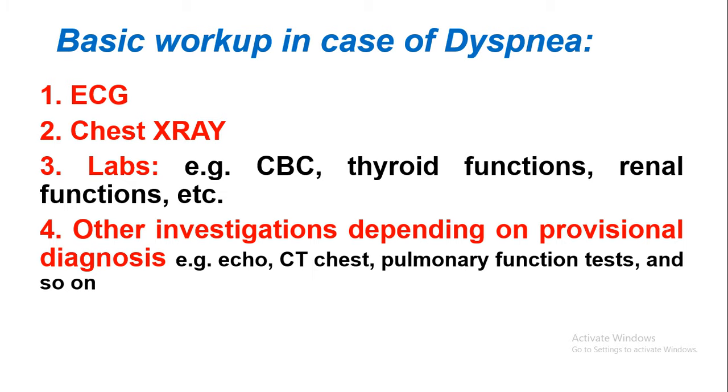There are other investigations which we may do when we reach the provisional diagnosis. For example, if my examination and my history suggest that the patient has a cardiac origin of dyspnea or that the patient has heart failure, I may perform an echocardiography. If I suspect that the patient has pulmonary embolism, I may perform D-dimer and CT pulmonary angiography. If I suspect pneumonia or a chest condition, I can perform a CT chest.